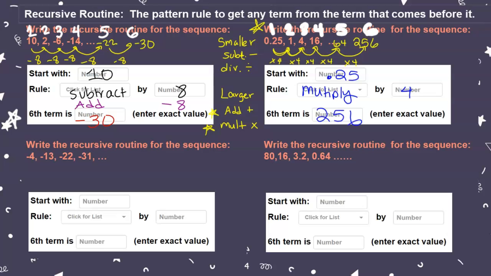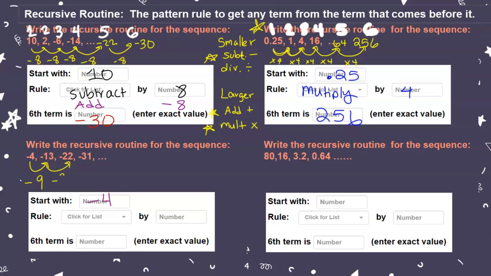Next one, -4 to -13. Well, it's getting smaller, and I don't know anything times 4 that's 13. So it's probably a subtracting one. And -4, the difference between -4 and -13 would be -9. So my rule is start with -4. And my rule is going to be probably subtracting 9 or adding -9.